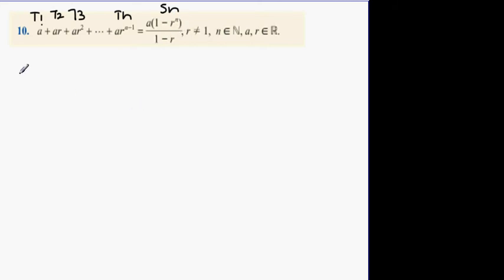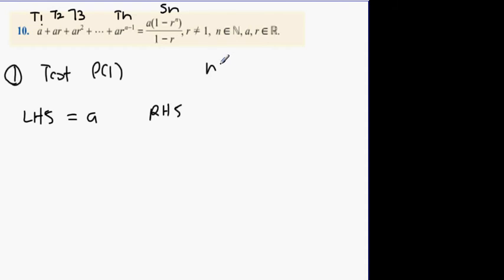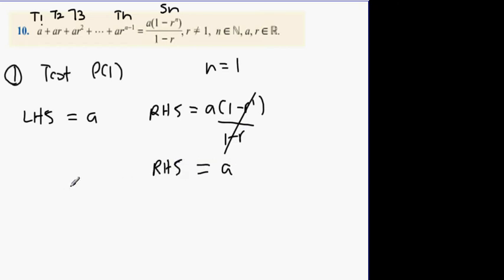Now, what we've got to do for this is test P of 1, so test the first term. On the left hand side, it's going to be T1, which is equal to A. On the right hand side, n equals 1, so it's going to be A times 1 minus R to the power 1, all over 1 minus R. Now 1 minus R divided by 1 minus R equals 1, so the right hand side equals A, therefore true for P of 1. LHS equals RHS, and therefore P of 1 is true.